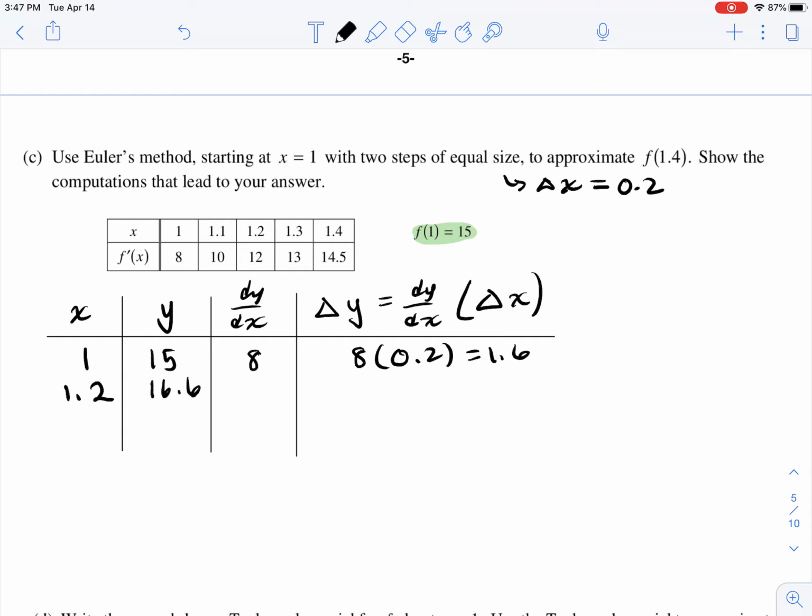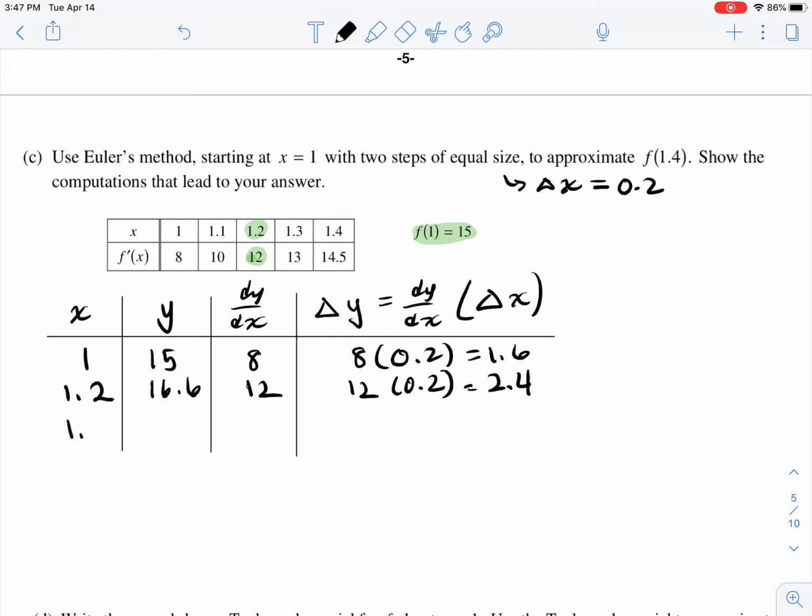Now, what is dy dx when x is equal to 1.2? We're not given the differential equation here. We're just going to look at our table again. So at x equal to 1.2, dy dx is equal to 12. So again, delta y is going to be 12 times the same delta x, 0.2, and this gives us 2.4.